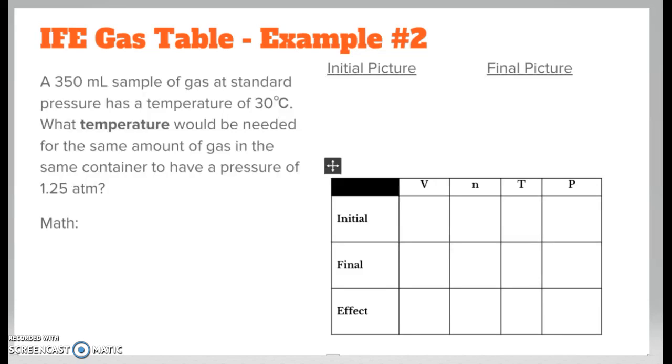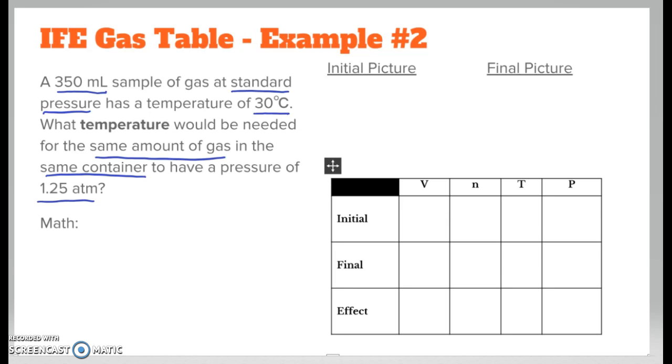This is an example of an IFE gas table problem. So, first thing we have to do is read the question. A 350 milliliter sample of gas at standard pressure, standard pressure we know is 1 atmosphere, has a temperature of 30 degrees Celsius. What temperature would be needed for the same amount of gas in the same container to have a pressure of 1.25 atmospheres?